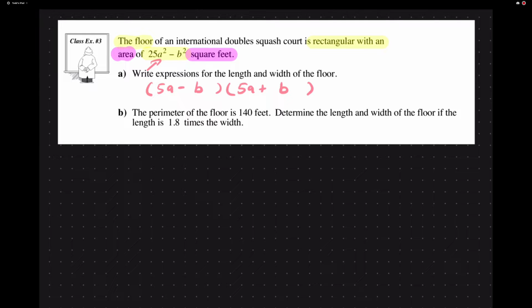Now, normally when you're talking about a rectangle, we would consider that to be the length and that to be the width. So the longer of the two is the length, which would most probably be this one right here, 5a plus b, because 5a minus b is going to be a little bit smaller. So let's label this one as our length, and that one is our width.